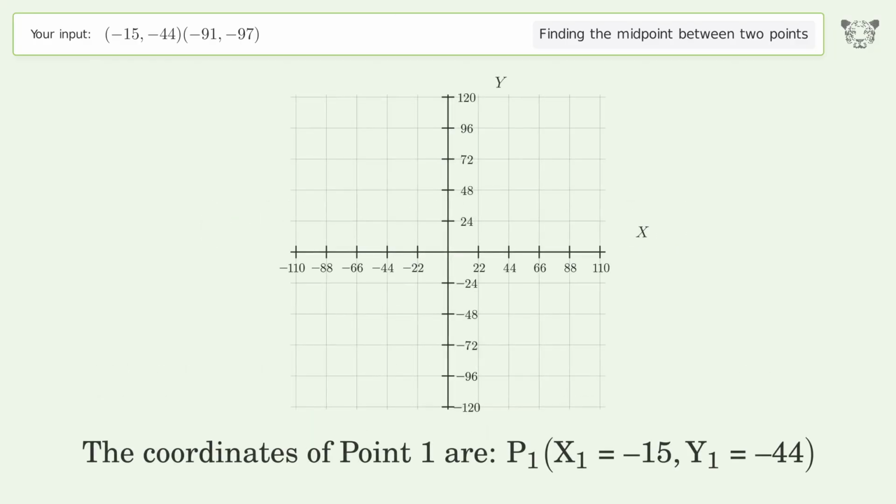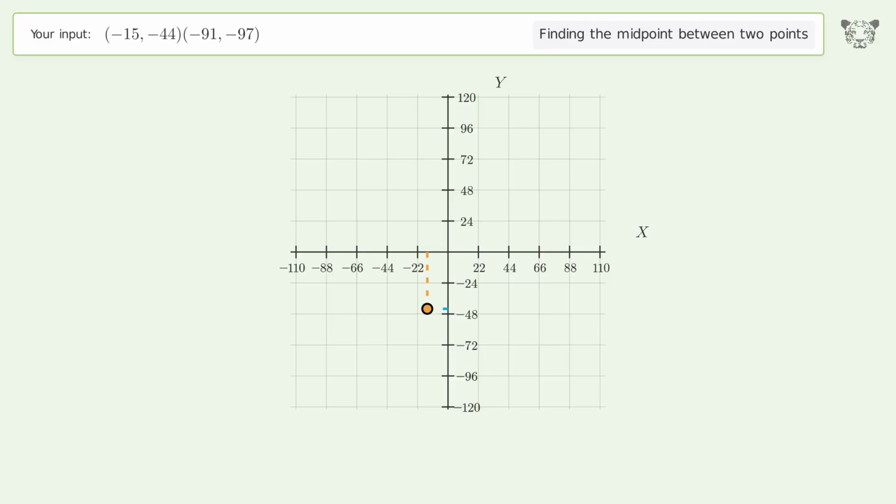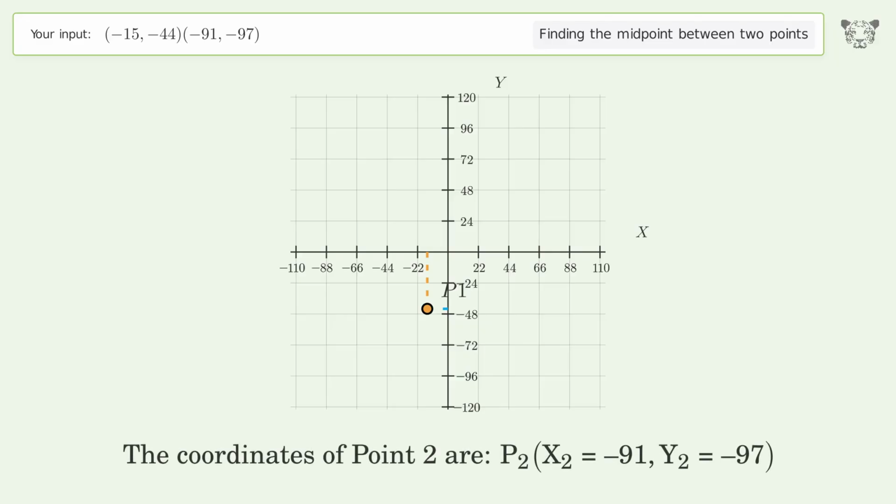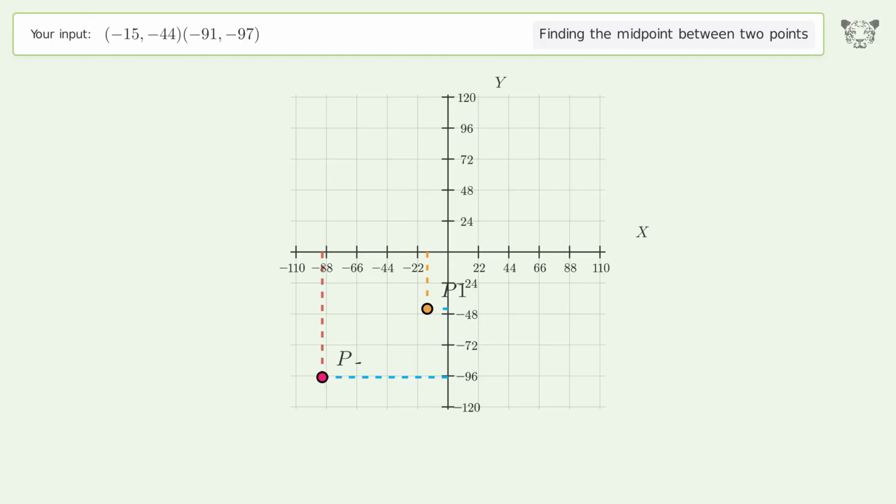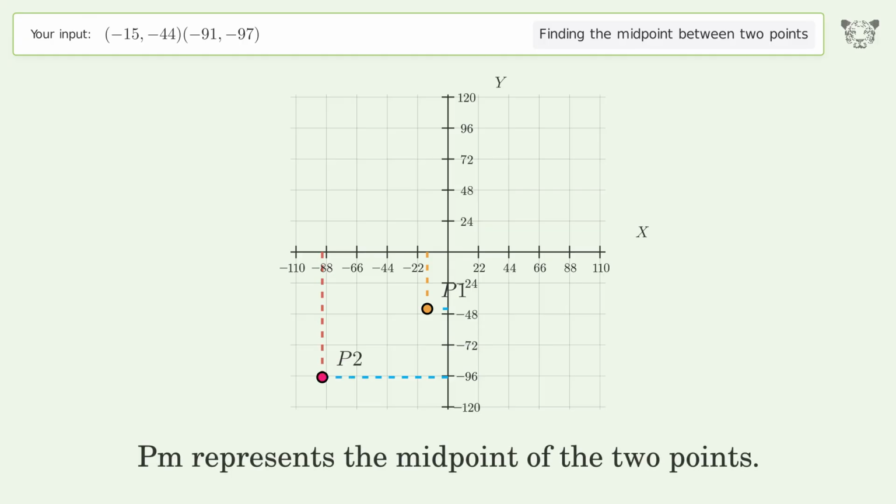The coordinates of point 1 are, x1 equals -15, y1 equals -44. The coordinates of point 2 are, x2 equals -91, y2 equals -97. PM represents the midpoint of the 2 points.